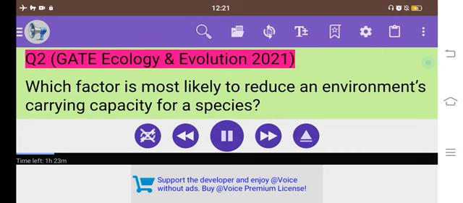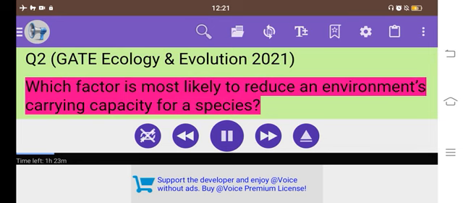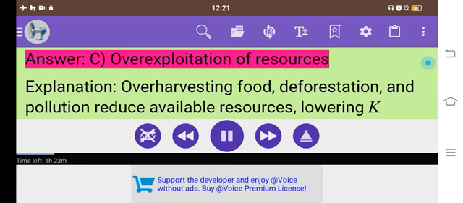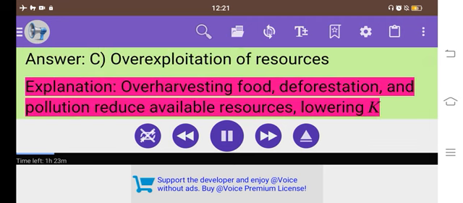Q2, GATE Ecology and Evolution 2021. Which factor is most likely to reduce an environment's carrying capacity for a species? A. Increased birth rate. B. Migration into the population. C. Overexploitation of resources. D. Increase in genetic diversity. Answer: C. Overexploitation of resources.